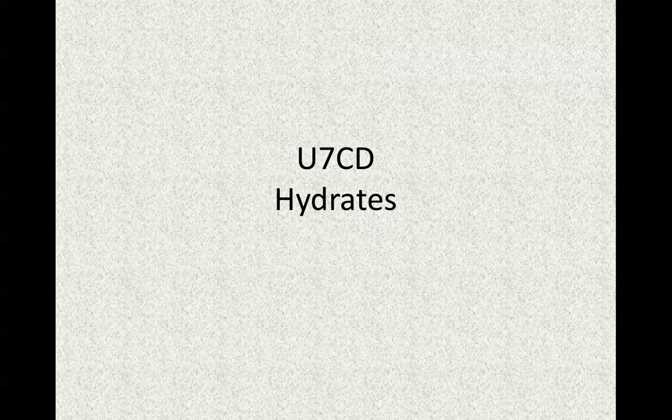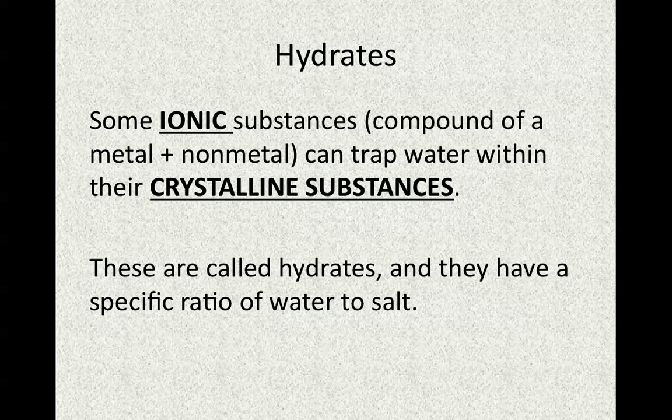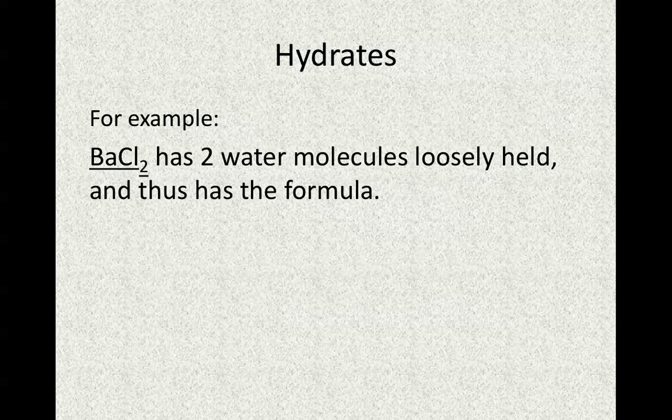Right, in Concept D, we're going to be applying some of the calculations we've done the last few days to a very specific type of compound called a hydrate. We're going to find that some ionic substances can trap water within their crystalline structures. These are called hydrates, and they have a very specific ratio of water to salts.